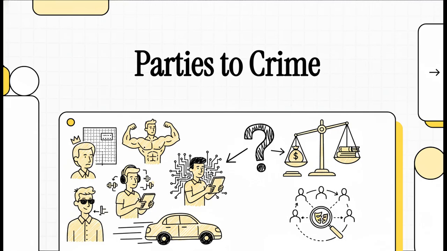You've seen the heist movies, right? You've got the mastermind, the muscle, the tech whiz, the getaway driver. But what happens when the plan goes south? How does the law actually figure out who's to blame for what? Well, today we're going to break down exactly that, the legal concept of parties to crime, and see how the justice system assigns responsibility when a crime is not a solo act.